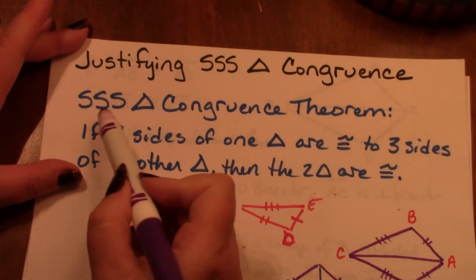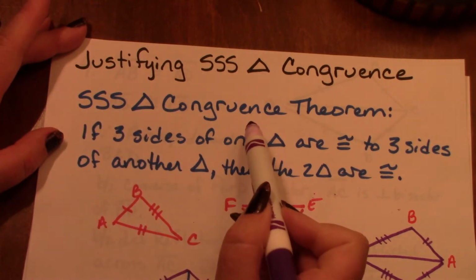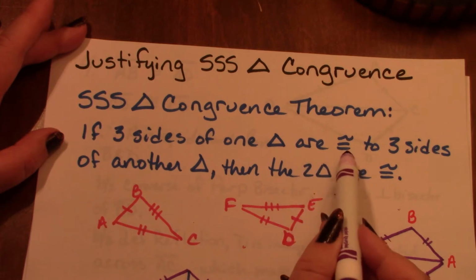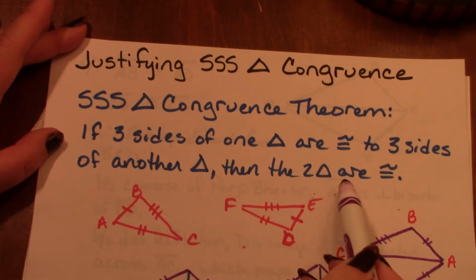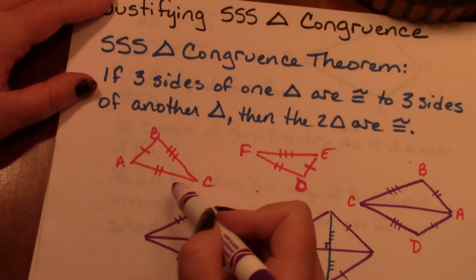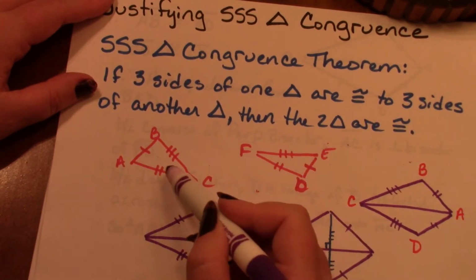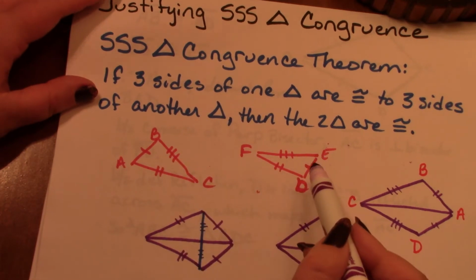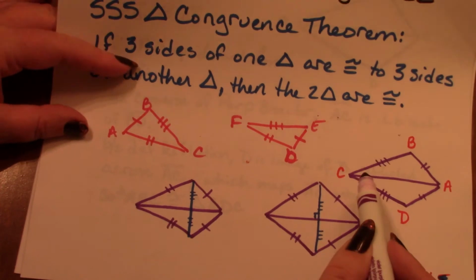So then we can use side, side, side triangle congruence as a theorem. If three sides of one triangle are congruent to three sides of another triangle, then the two triangles are congruent. And so if you've got something that looks like ABC and DEF with the little hash marks, you know that the triangles are congruent, not just the sides, but the angles will be as well.